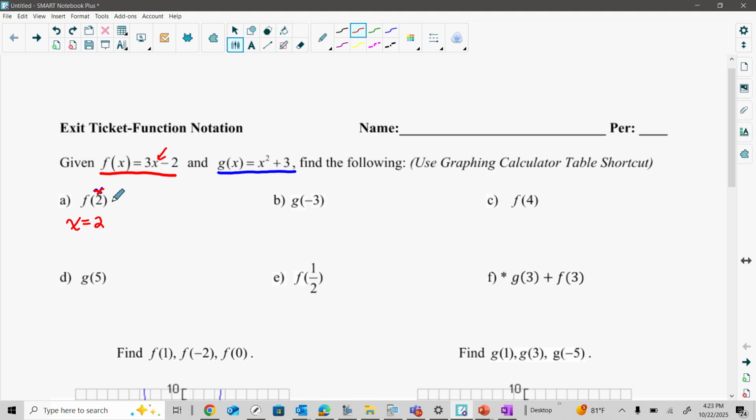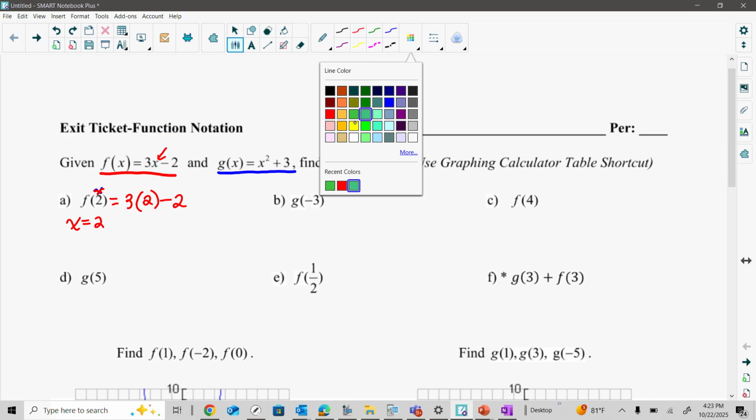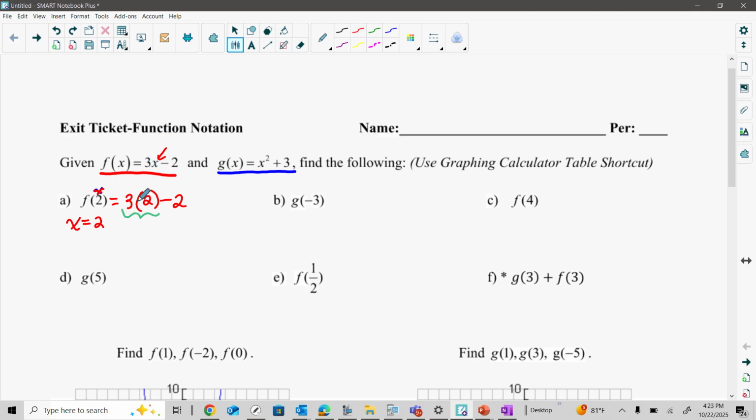we're going to say 3 parentheses. Whenever we substitute or plug in a value, we have to use parentheses. So 3 parentheses, 2, then minus 2. And then we're going to do order of operations. We do multiplication before we do subtraction. So we're multiplying 3 times 2, that's 6. And then we're doing minus 2. And then this comes out to be 4.